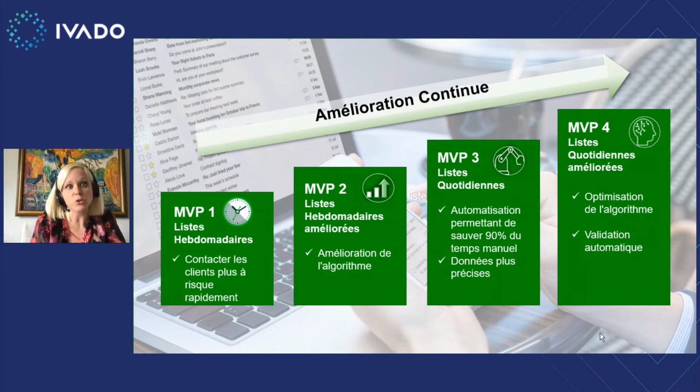First, we had weekly lists. We didn't have a choice. The code wasn't optimized, so we did one list per week with the most at-risk clients, those we were the most confident about. Then we improved on it further with their feedback. We improved the algorithms. And from iteration 3, we were able to automate 90% of our lists, which allowed us to save 90% of the manual time.